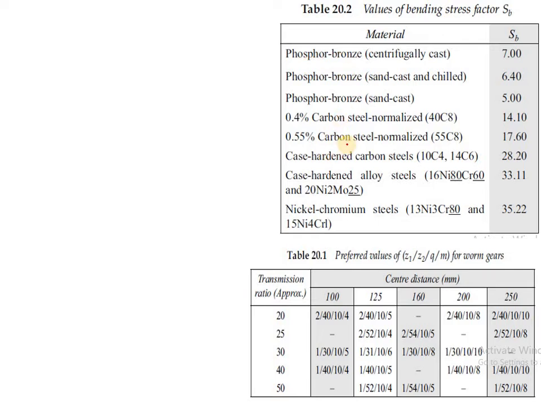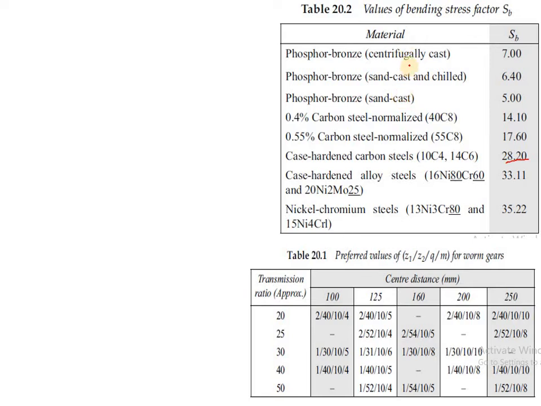So, when we are talking about the worm, you have this many possibilities. There are so many materials, and based on your material you have to select the value of SB. If your material is case hardened carbon steel with 10C4 and 14C6, then your SB will be 28.20.